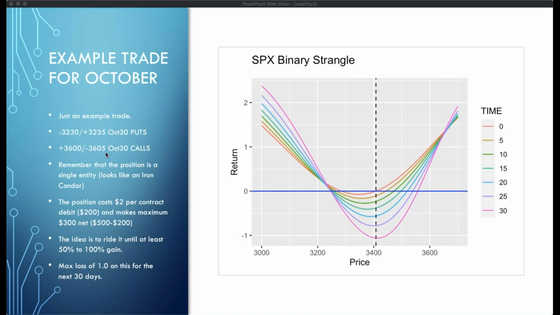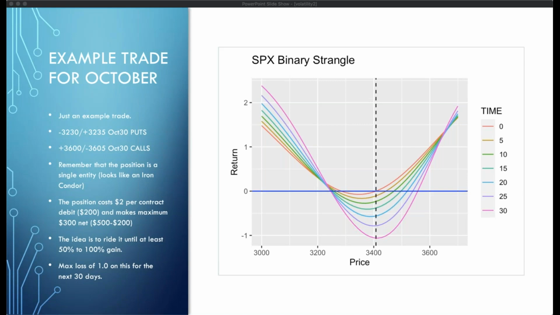I just wanted something that cheap, $100, $200, that was not that expensive, and that's how I picked the strikes. Remember that the width of the spreads is always 5, so I didn't have to do much to pick the width. It's 5 because this is supposed to be a binary put and a binary call. There are other ways to pick the strikes too, but this is just an example. And the idea of this kind of trade is to ride it until it gets 50% to 100%.